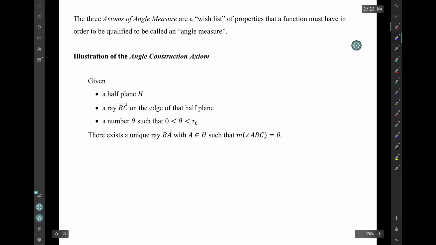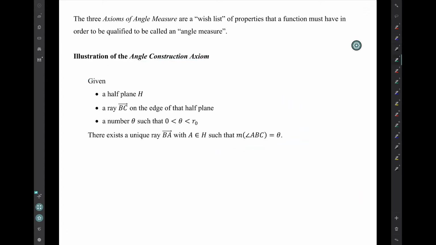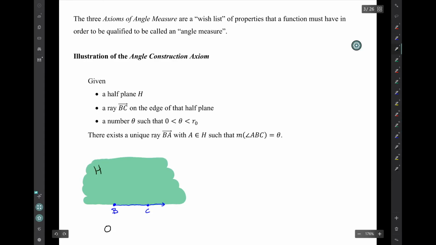Now it's helpful to illustrate the statements of the definition of angle measure. So first I'll illustrate the angle construction axiom. So here's the statement that's the angle construction axiom. Now notice that it has some given stuff and then it has a claim. So I'll illustrate this with 2 drawings. The first drawing will illustrate all of the given stuff. So there's an illustration of the given stuff.